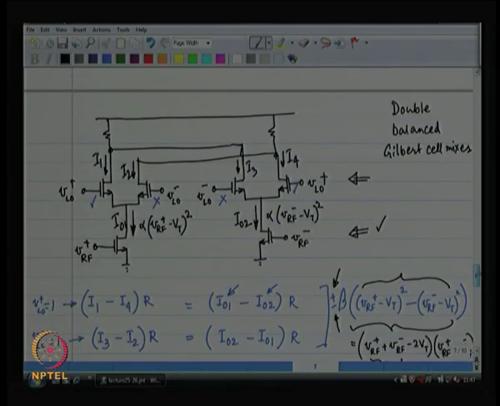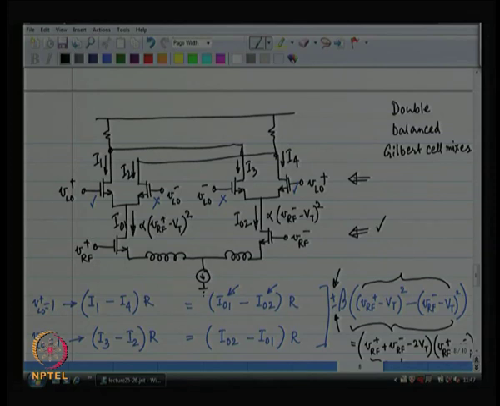So, this is the technique we are going to use, and we can do this. We can in fact go a step further and join these two grounds and make it differential. That is going to reject the common mode signal, right.